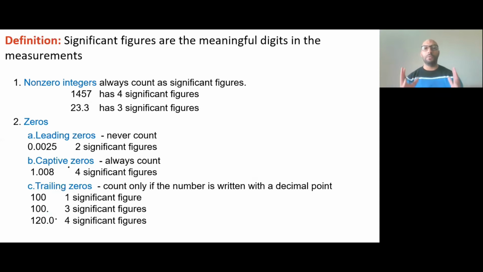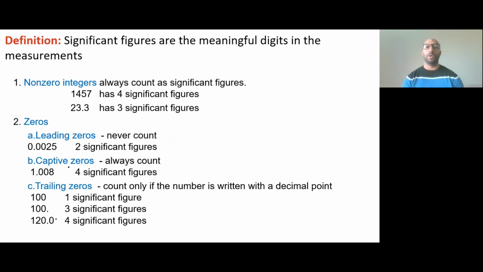Today we will start our first video on my YouTube channel and we will discuss significant figures. Let me define what significant figures mean. Significant figures are the meaningful digits in the measurements. As you know, the digits can be zero and can be different from zero. For the non-zero digits, or the non-zero integers, they are always counted as significant figures.